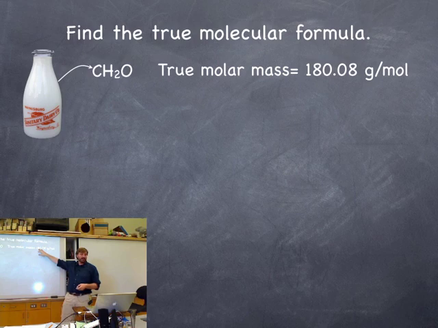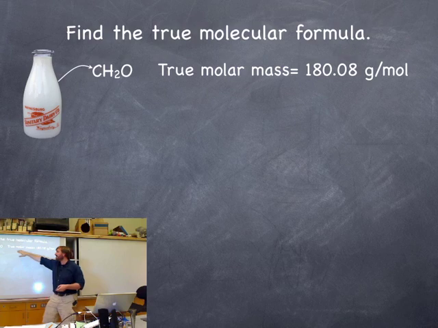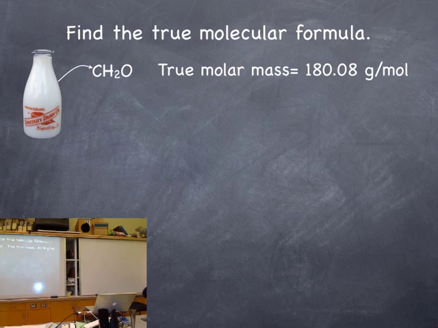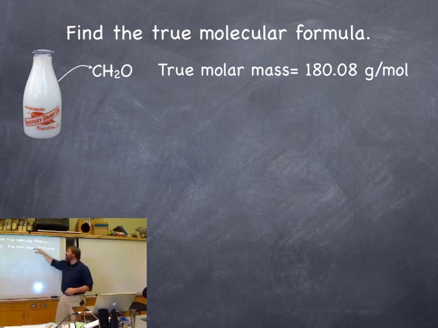180. That's the true molar mass of the stuff that we found in the milk. Clearly not CH2O, it's nowhere close to 180. But what is the true formula? What is the ratio between this empirical formula and the true formula? Find the ratio of their molar masses. There's the true formula.